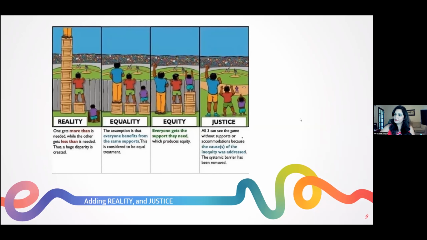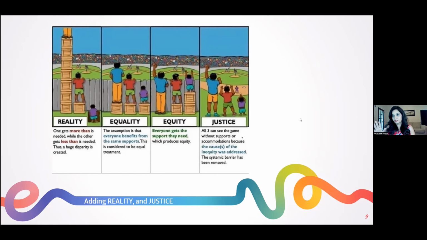So there's this more addition to this concept of equality and equity, which is to see where we are currently, and then to think about what justice would look like. The reality of the division of resources is that one gets more than is needed. They don't even need that much, but they keep getting the support, while the other gets less than is needed. You will see in this picture, the little purple baby is even further down into the ground, whereas the first person has multiple stacks of boxes to support them. That is because there is a barrier, and we're talking about removing that barrier.